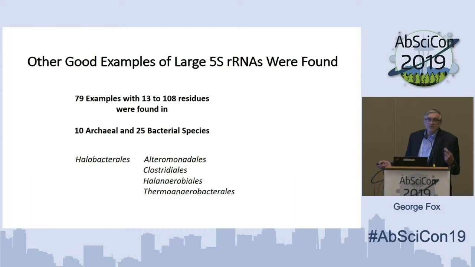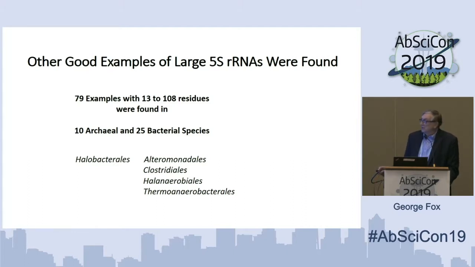The largest was, in fact, the Halococcus one that we started with, with 108 residues. We got 79 in the bacteria. And then among the Archaea, we have 10 examples here and 25 bacterial species. So a lot of different organisms have this insertion in 5S RNA.